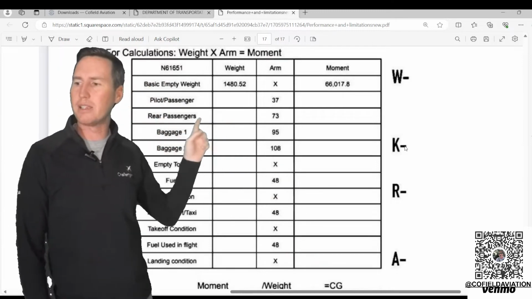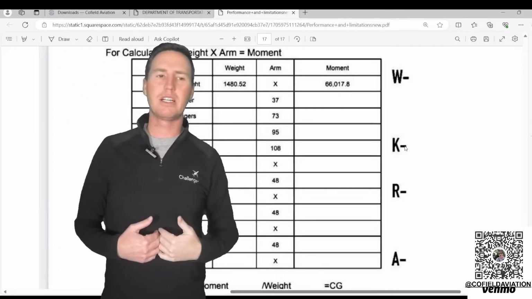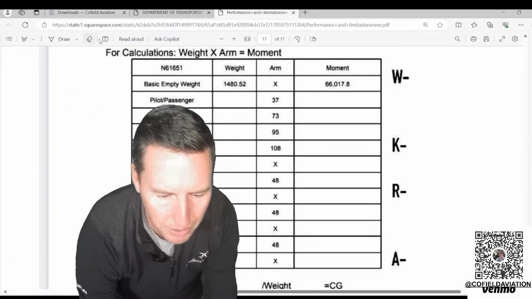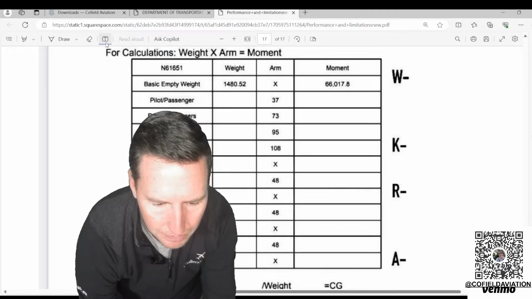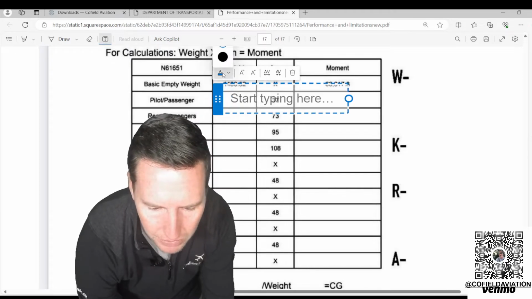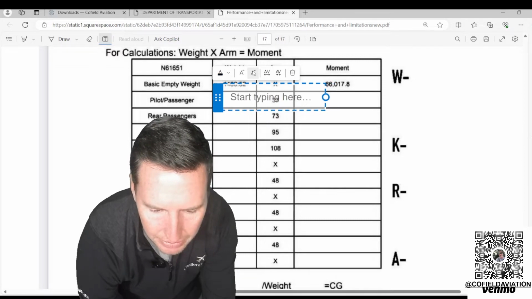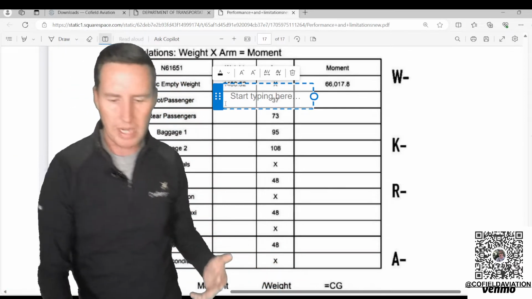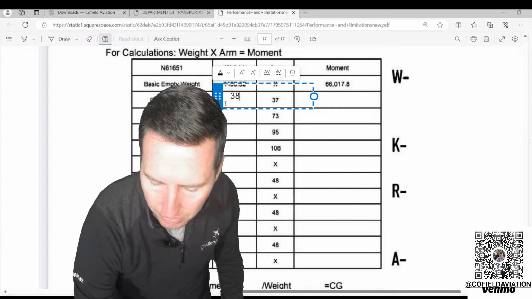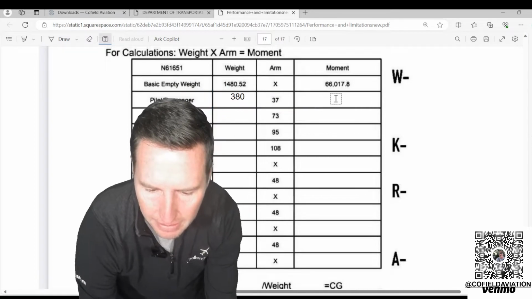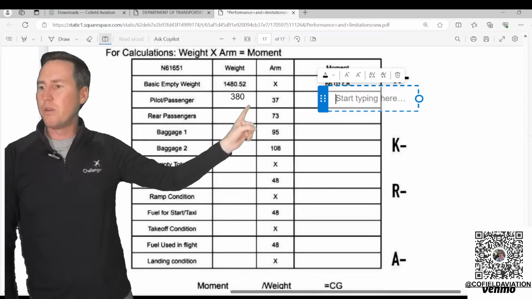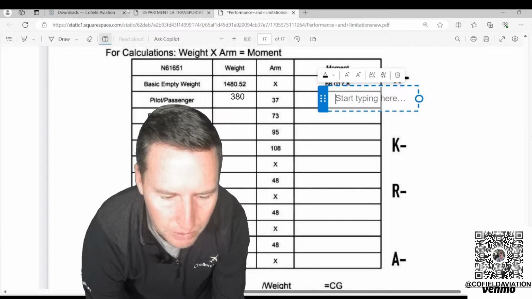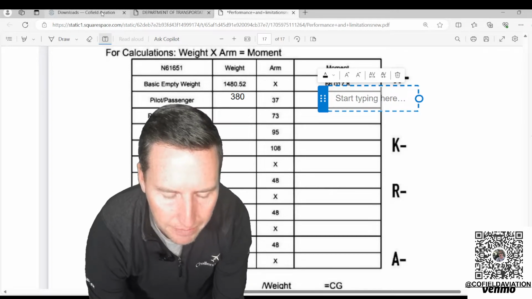Okay, so we're going to start with the pilot and front passenger. I'm 180 pounds. Let's just say a typical student may be around 200. So what we're going to do is go here, and I'm going to put in, let me first change this to black, take that down a little bit. So we'll say 200, 180. So we'll go 380 there. All right. And then basically we're just going to go 380 times 37. Now, where am I getting that 37, right? Well, there are several different ways that we can do that.